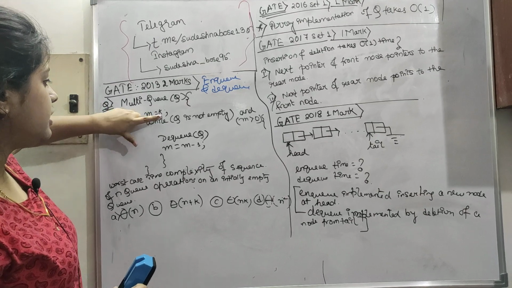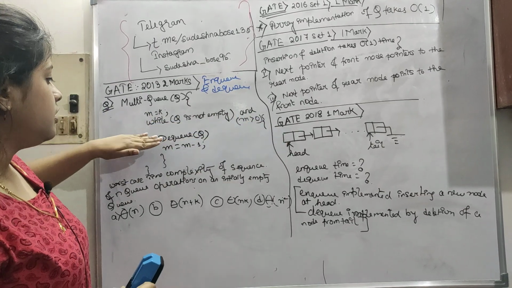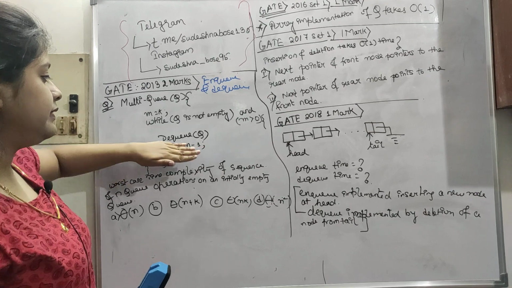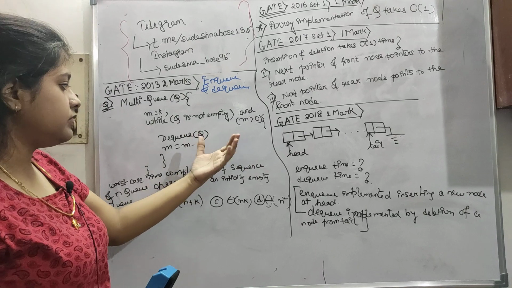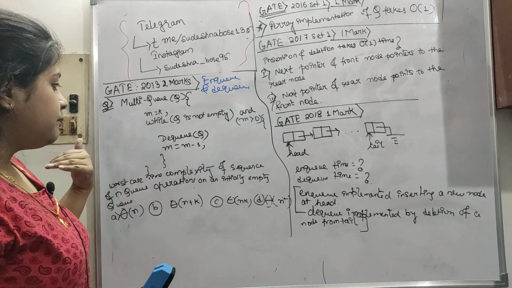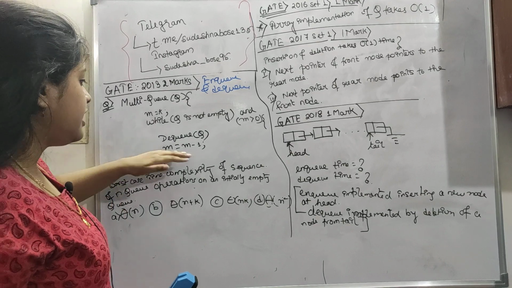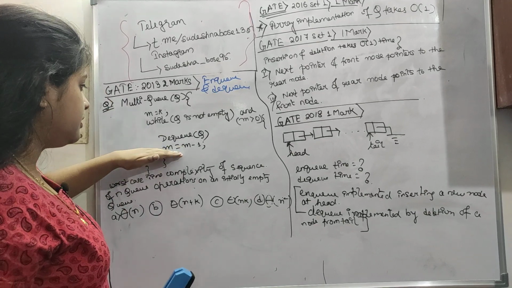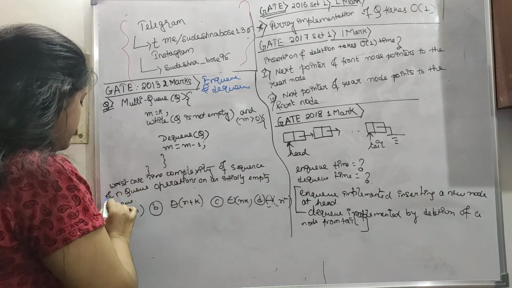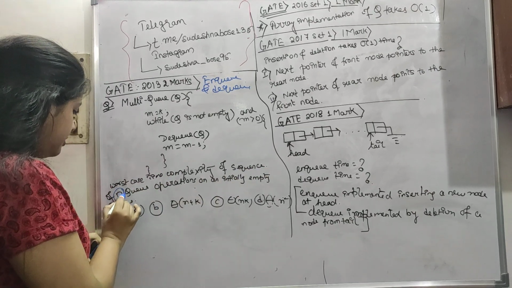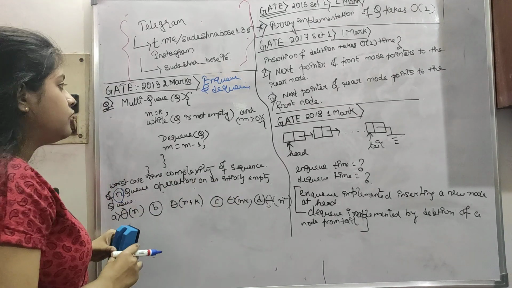M equals K, while Q is not empty and M is greater than 0, the loop is DQ. Q will be DQ'd. DQ means the elements are not popped out, they are actually DQ'd, and then M is decremented. So the worst case time complexity of a sequence of n Q operations on an initially empty queue, see here it is very important.